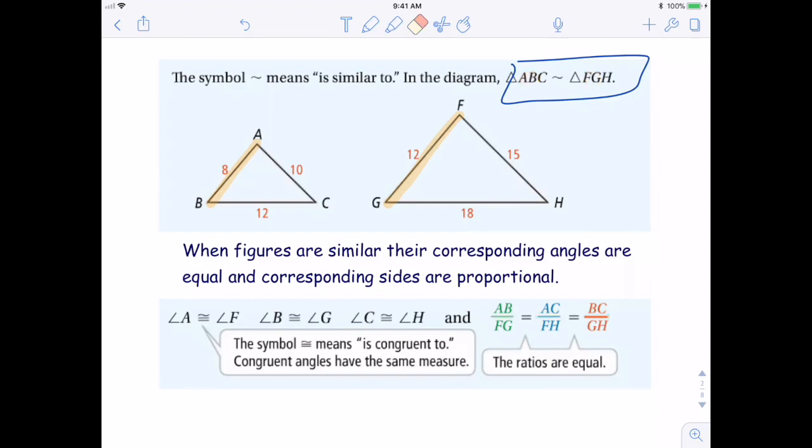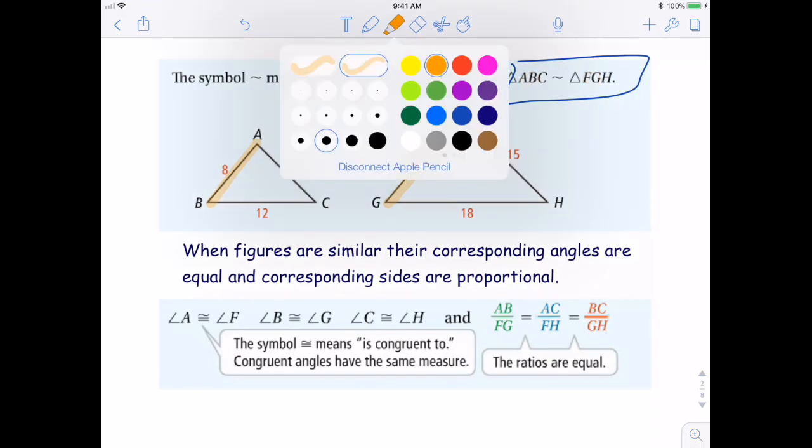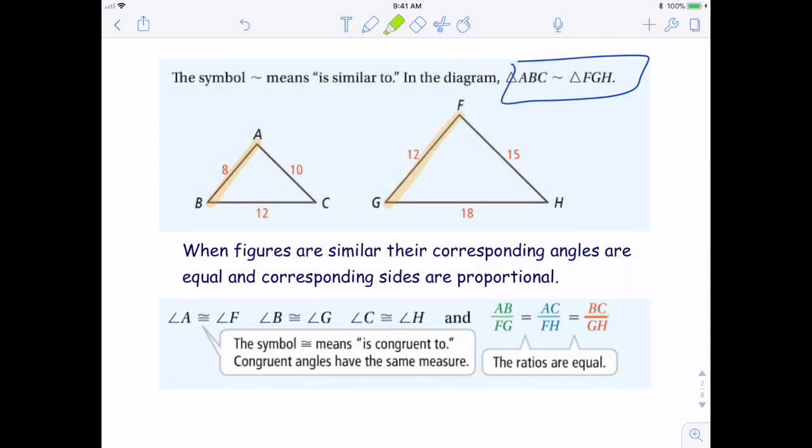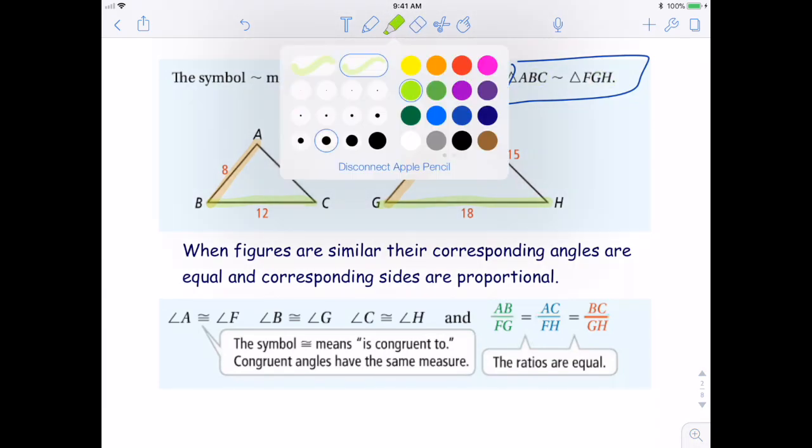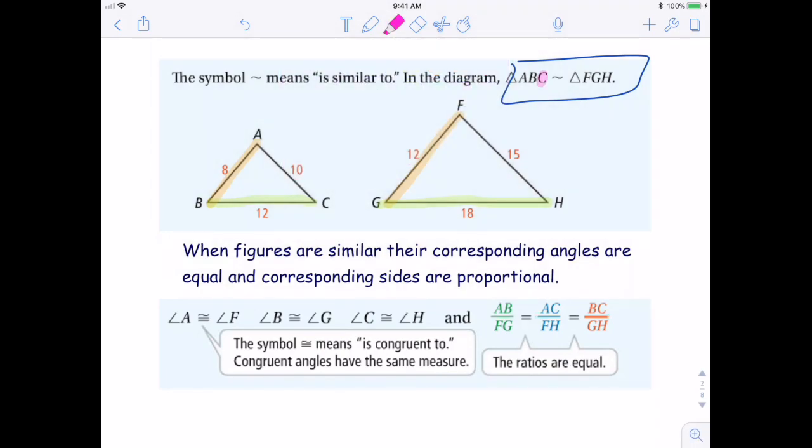If I look at another pair of letters in that similarity statement, B and C are the last two, and so are G and H. So side BC is going to correspond with side GH. And then lastly, if I look at the first and the last letters of the similarity statement, C and A are the first and last, and H and F are the first and last. So side CA corresponds with side HF.